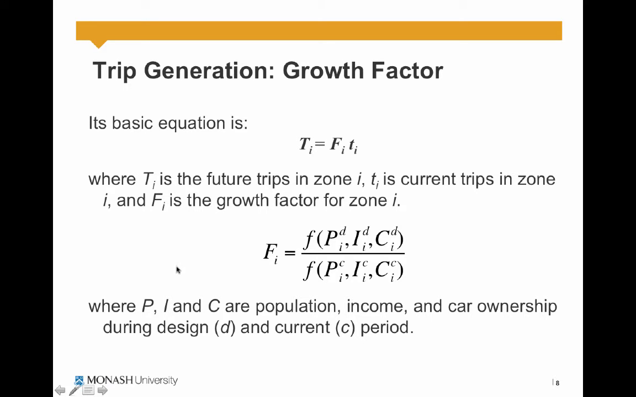So in this equation, T_I will be equal to F_i times t_i, where T_I is the future trips in zone I, t_i is current trips in zone I, and F_i is the growth factor for zone I. But how can we get this growth factor?